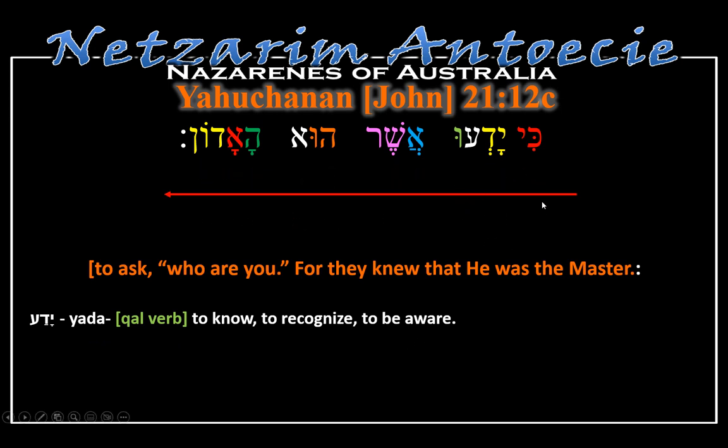And so we can read that. Ki, yadu, asher, hu, ha'adon. For they knew that he is the master. And they could put, and he was the master.